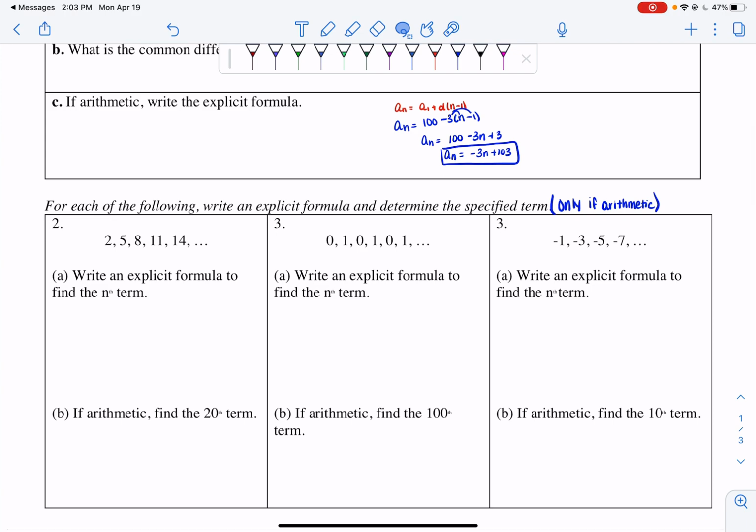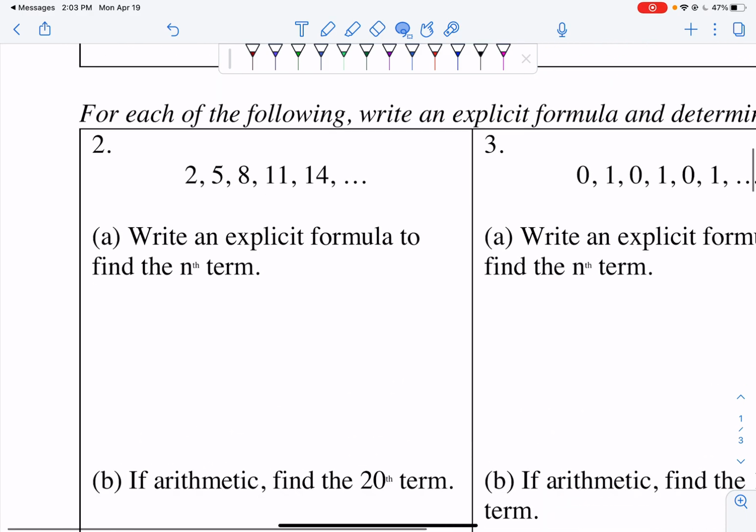Okay, so now for each of the following, write an explicit formula and determine the specified term. You're only going to find the explicit formula and the specified term if your sequence is arithmetic. Okay? So in this question, I have 2, 5, 8, 11, 14, and so on. It goes on forever and ever and ever.